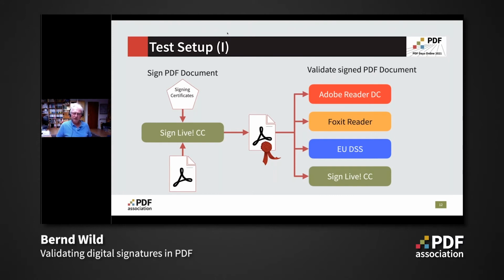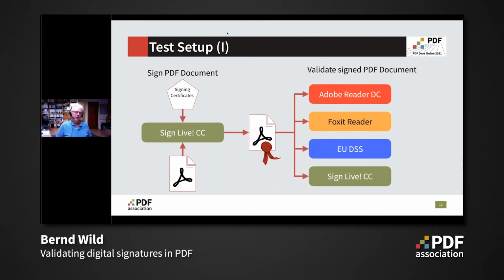One is Foxit Reader. And then we use the European Digital Signing Service validation facility, online and operated for free by the EU, which serves as a sort of reference implementation on how to sign and how to validate. And last but not least, we are naturally using our own tool for validating these signatures.